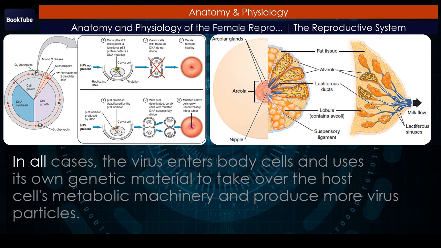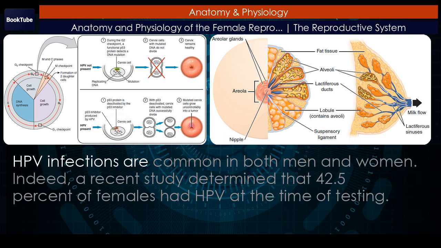In all cases, the virus enters body cells and uses its own genetic material to take over the host cells' metabolic machinery and produce more virus particles. HPV infections are common in both men and women. Indeed, a recent study determined that 42.5% of females had HPV at the time of testing.